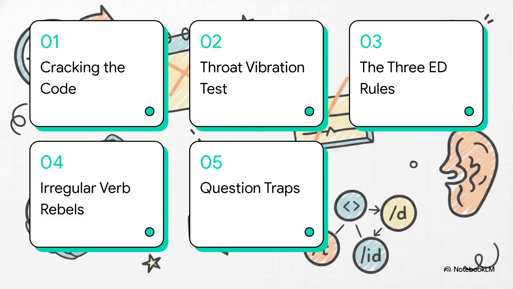Okay, let's dive right into this. Here is our lesson plan for today. 1. Cracking the past tense code. 2. The throat vibration test. 3. The 3 ED rules. 4. The irregular verb rebels. And finally, 5. Question and negative traps.